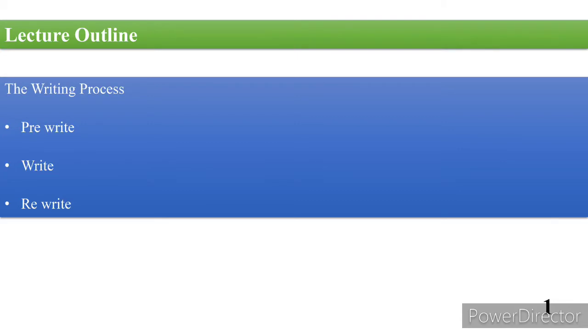First, we look at the lecture outline. We will focus on the technical writing process, and especially this writing process consists of 3 subphases, which are pre-write, write, and rewrite. So, what about these 3 phases? What are the sub processes? What do we have to do in these processes? We will discuss in this lecture with proper examples.